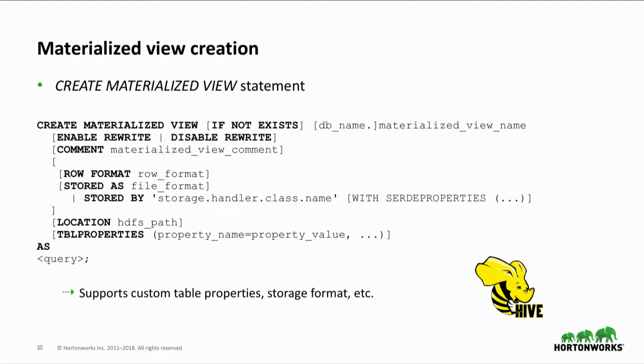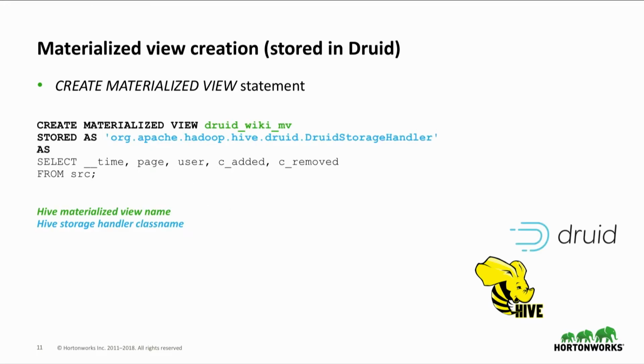So that's basically the syntax. So just to show an example without all the different options, a very simple example. We create a materialized view in Druid. We specify that it will be stored by the Druid storage handler, and we specify a very simple query that will be executed, and the result will be stored in the materialized view. That's how it works. The example is with Druid. If you don't specify anything, it will be automatically stored in Hive.